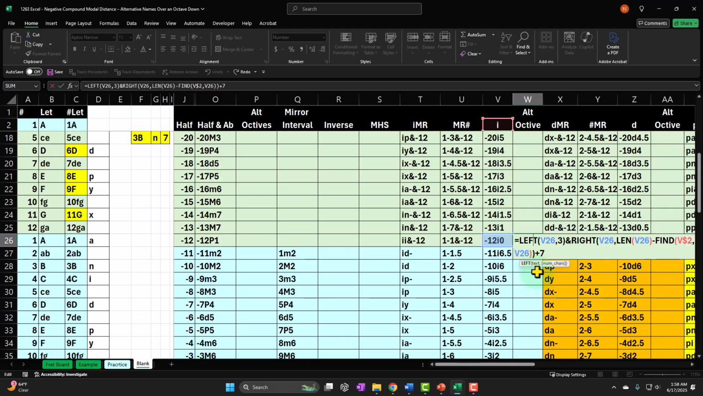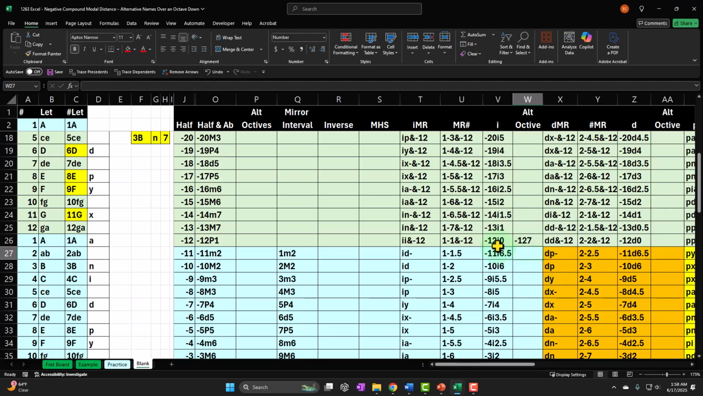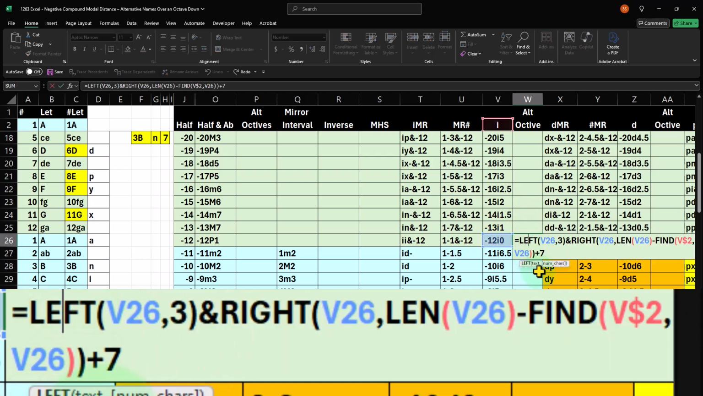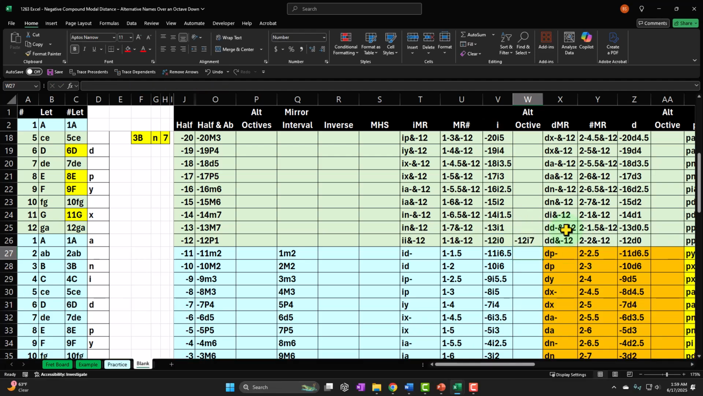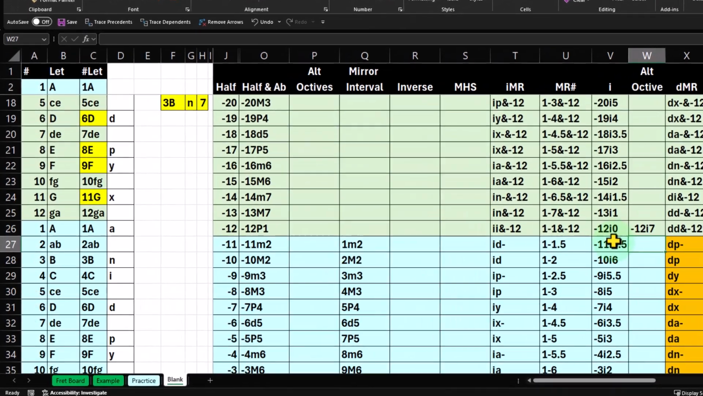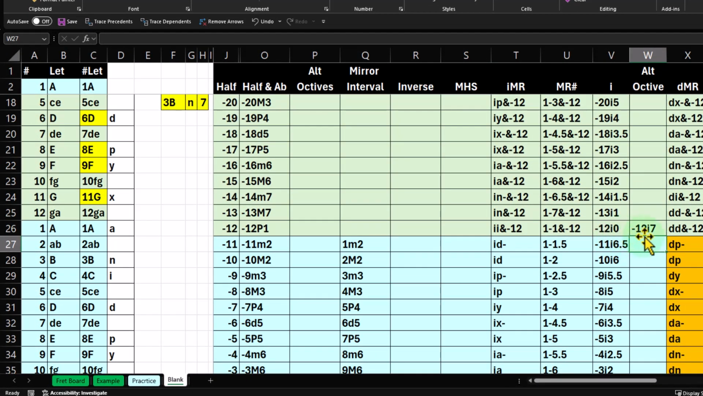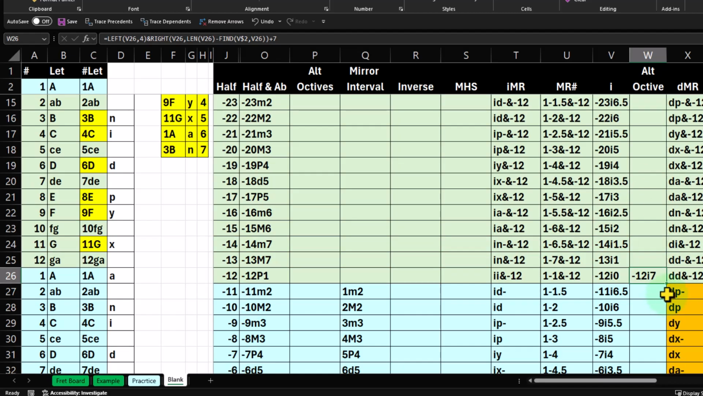Okay, so what's the problem here? Notice that this has an extra character on the left with the negative sign. So now when it says left and I need to be picking up, this needs to be 4. I need to pick up 4 characters instead of 3 because there's always going to be a negative sign. So now it's a negative 12 Ionian 7th, and I think that works. So let's copy that up and see if it works going up 1. So negative 13. All right, I think this is working.